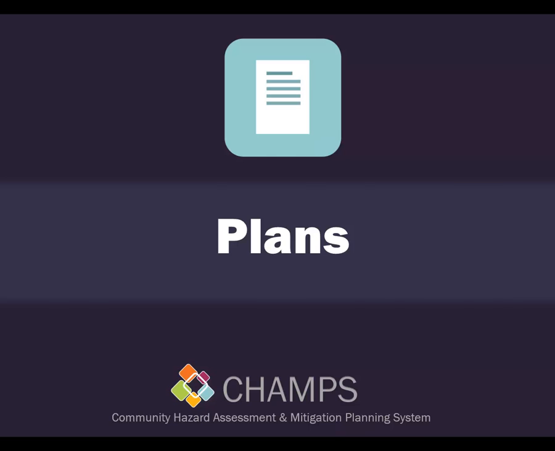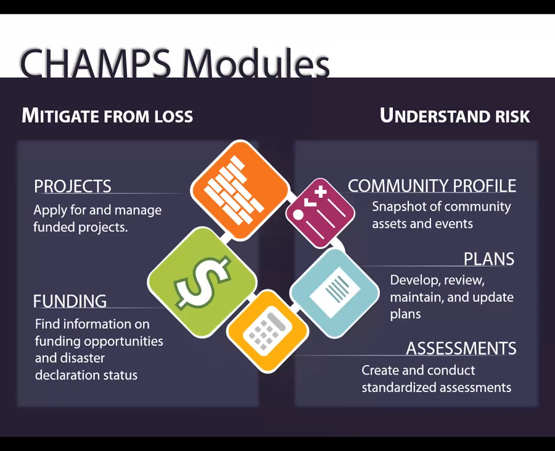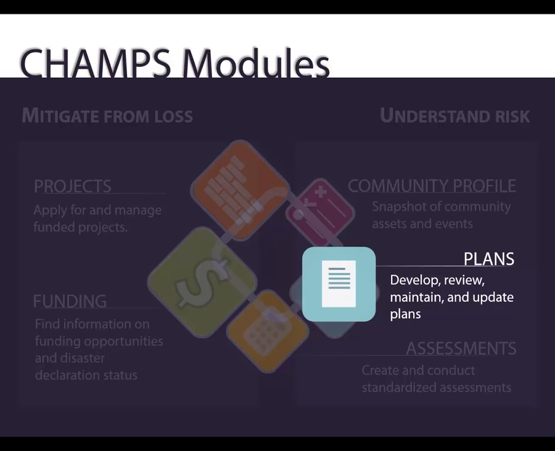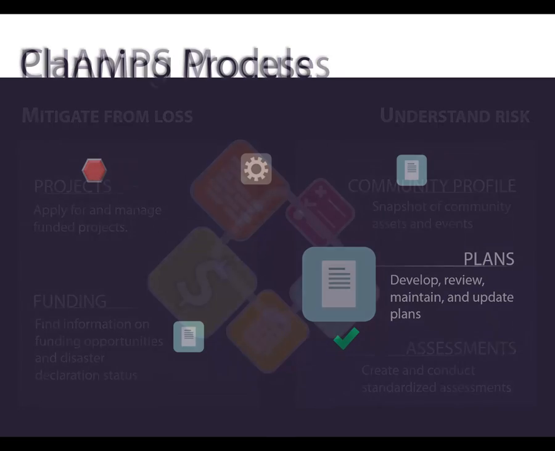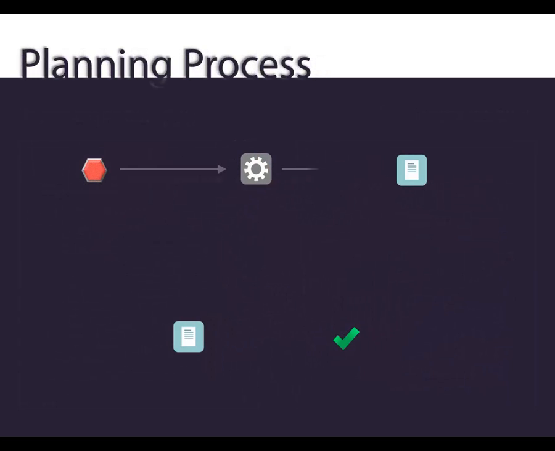Now that your community has conducted an assessment to better understand the risk that it faces, it's now time to develop your action plan on how you're going to mitigate against losses. To understand the process that will occur in CHAMPS, here you can see the steps that entail creating and completing a plan from start to finish.